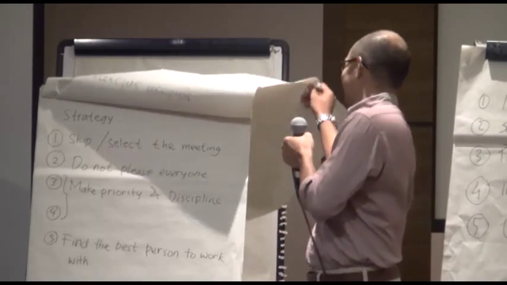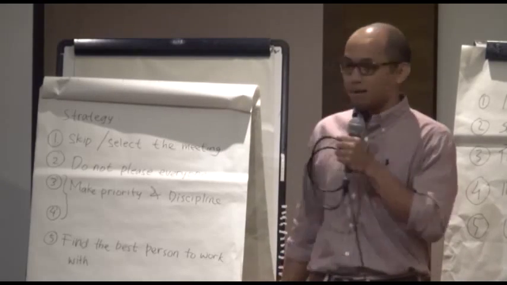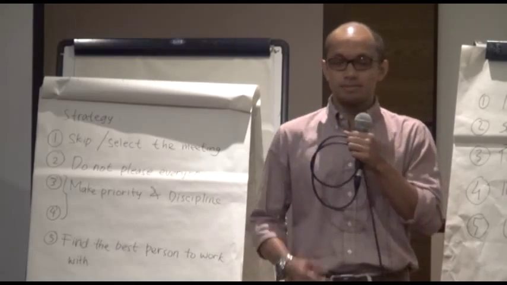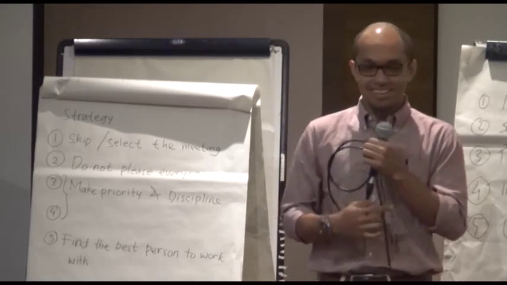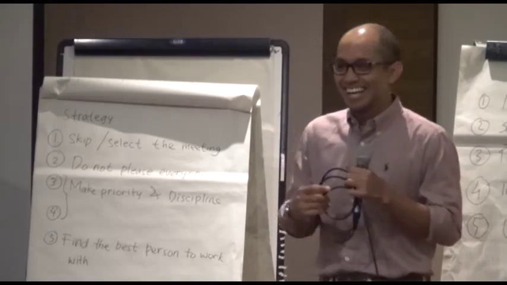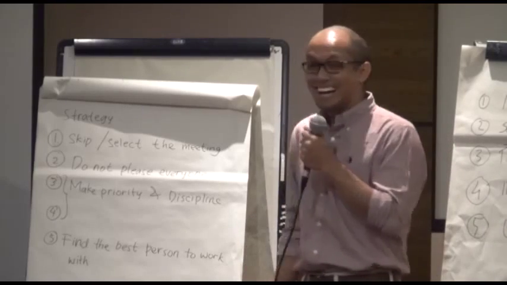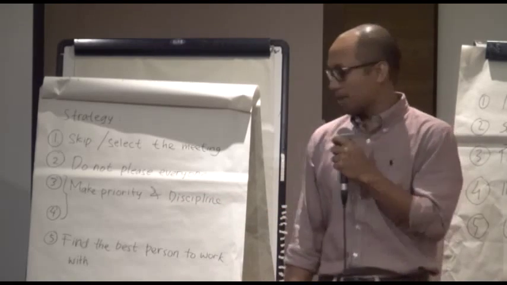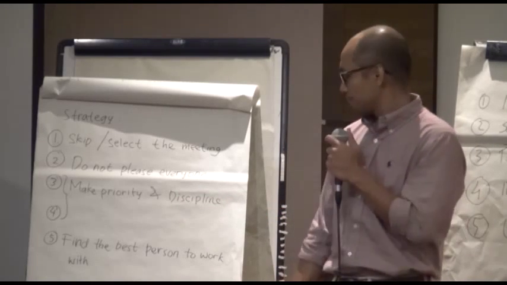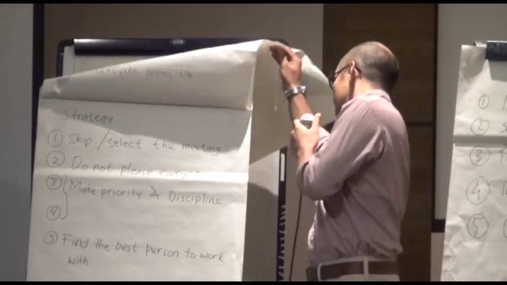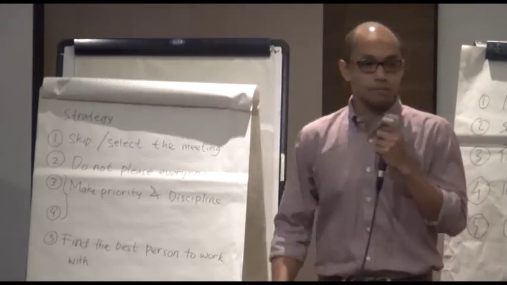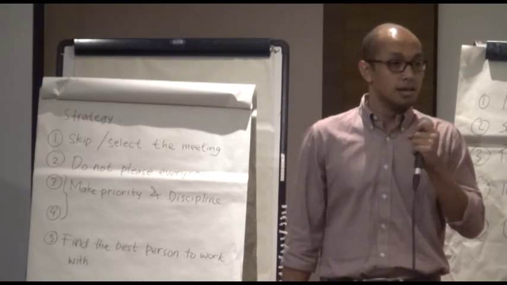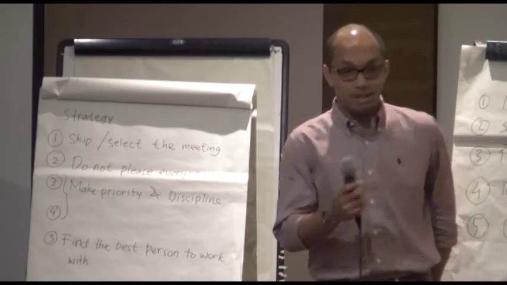And for the second one, inability to say no, sometimes we have to be bad boys. Do not please everyone. And for number 3 and 4, we have to make priorities and be more disciplined with ourselves. And for number 5, inability to delegate, we have to find the best person to work with. That's all. Okay, thank you.